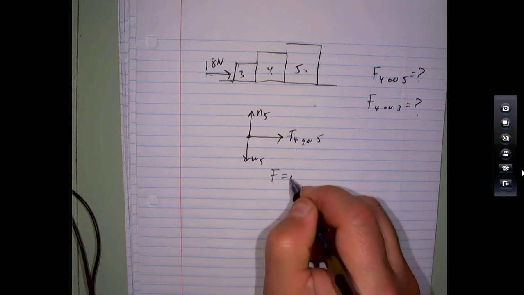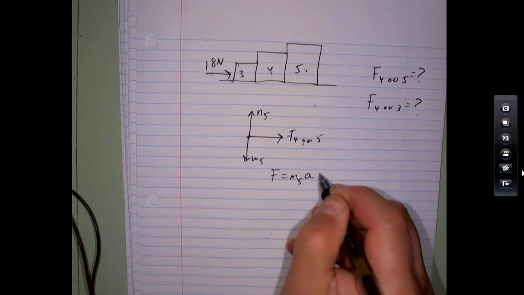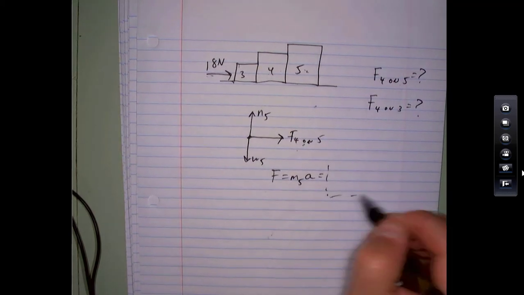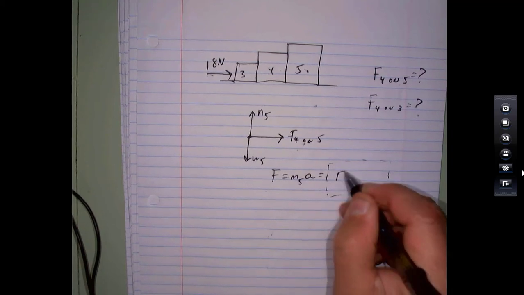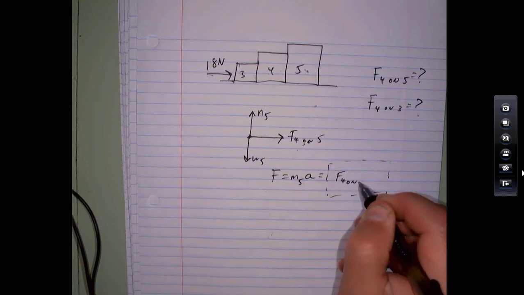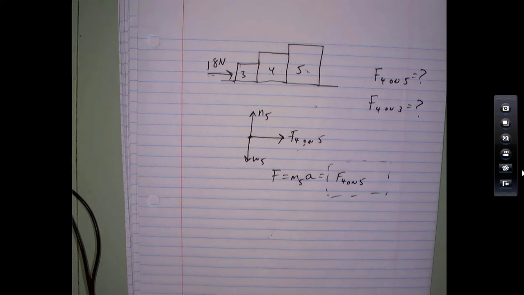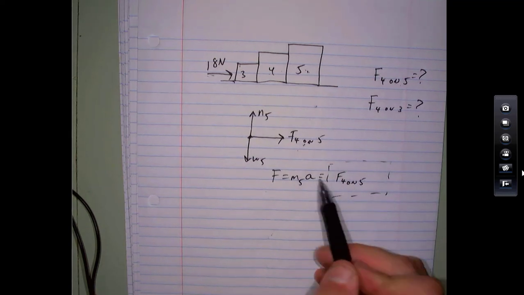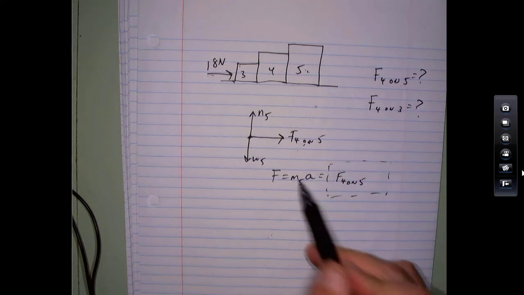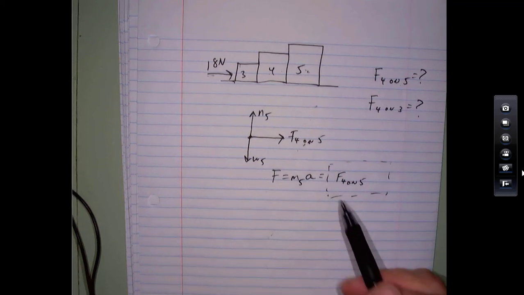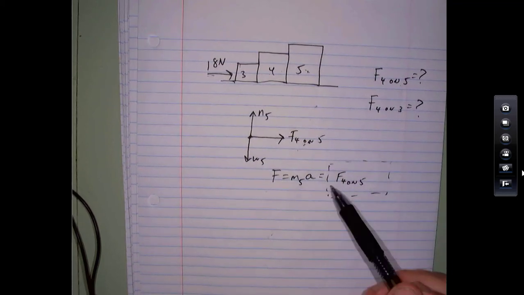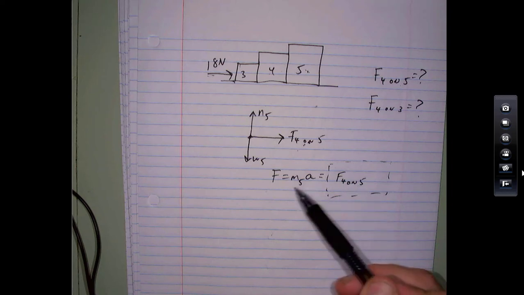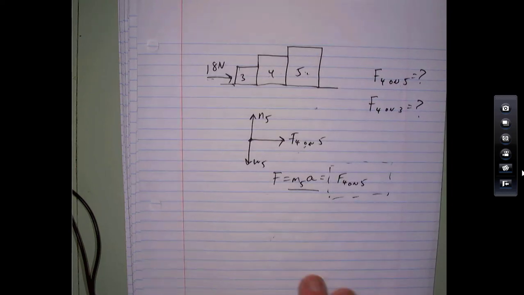So F is equal to mass 5 times A, and the only horizontal force is the force from 4 on 5. We can get this if we knew the acceleration. We know the mass of 5, it's just 5 kilograms. So if we knew the acceleration, we could figure out the force from 4 on 5 from this equation.